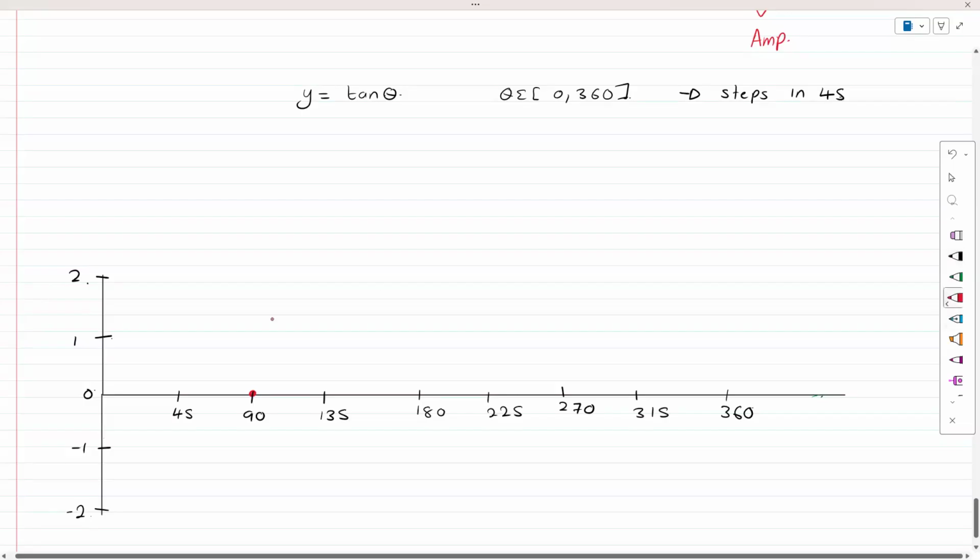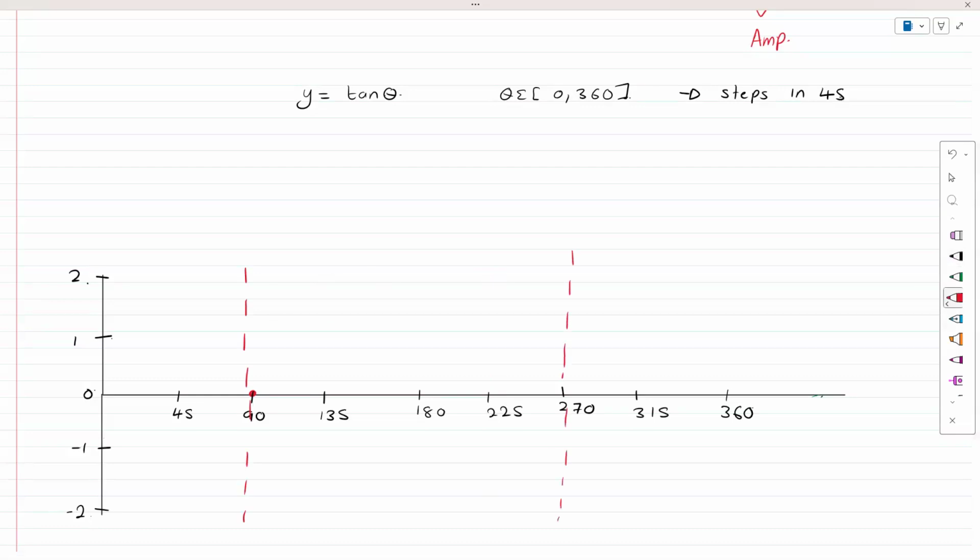Now, automatically, I'm telling you that tan will never exist at 90 and tan will never exist at 270. They don't really teach you this in grade 10 and 11. But basically, tan theta is equal to sine theta over cos theta, right?